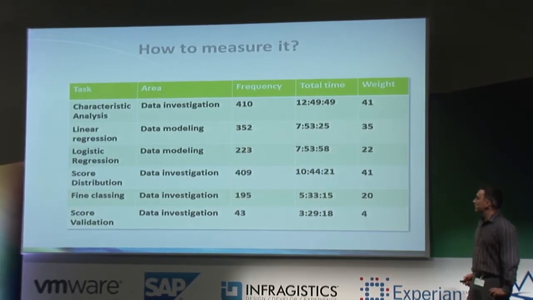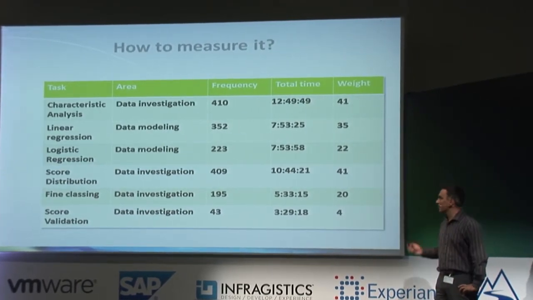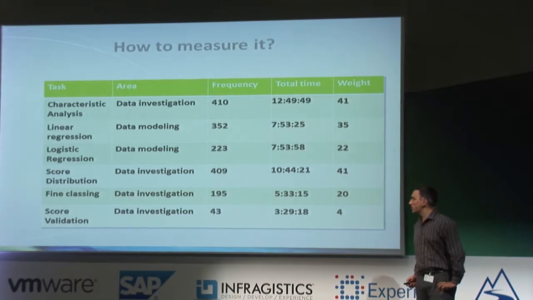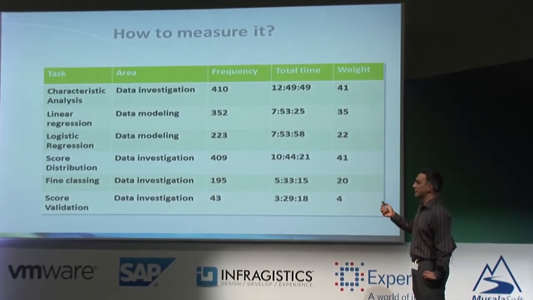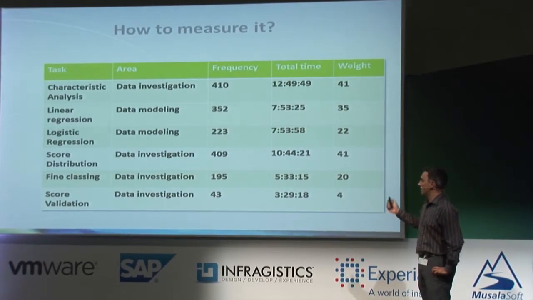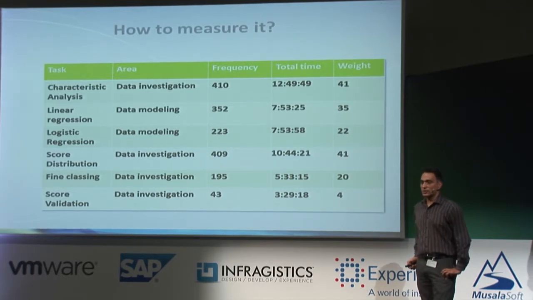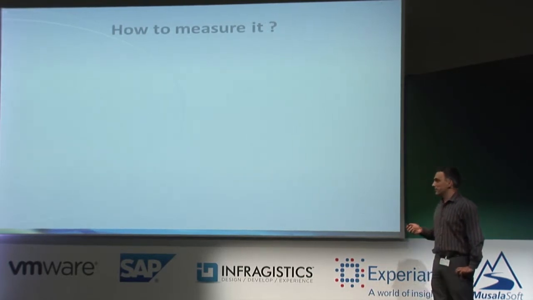One other thing we did is we analyzed the usage statistics of the different tasks within the system. For example, some reports or some tasks were run more often than others. In this case, data investigation or collecting statistics was used much more often than, for example, logistic regression, which was a modeling tool or a modeling task. So what we did then, we set up a linear workflow.